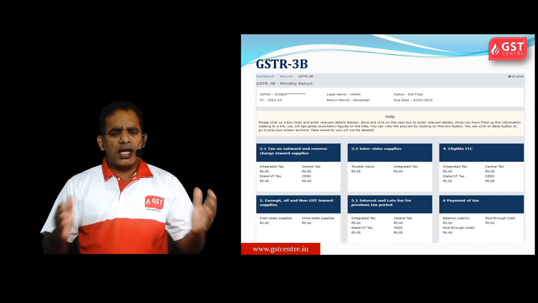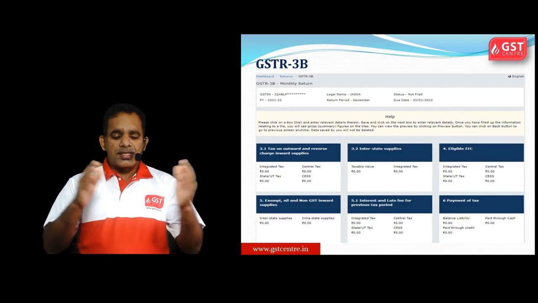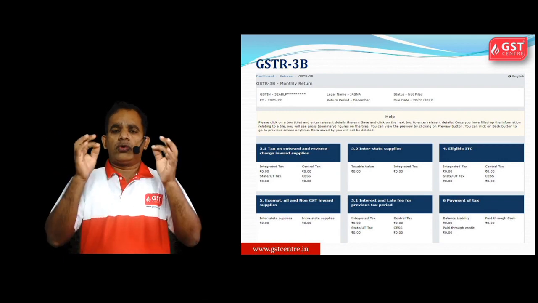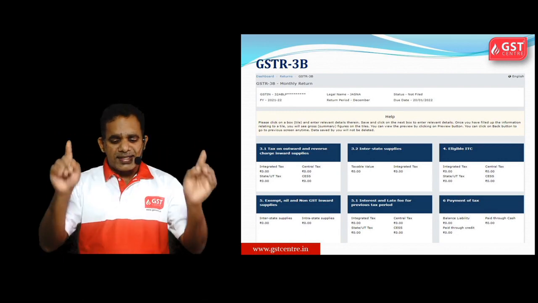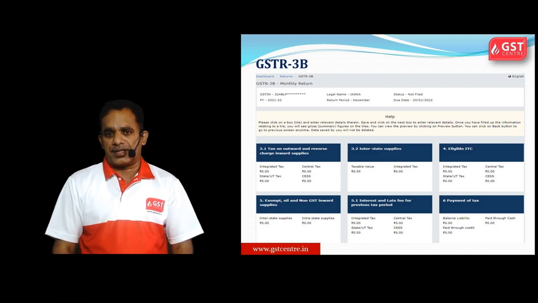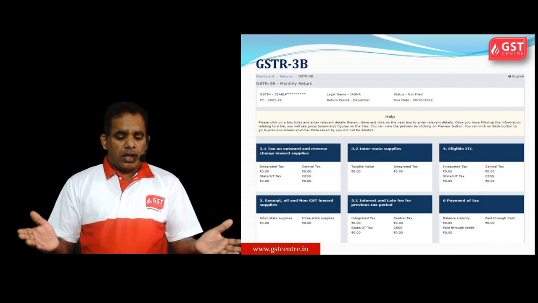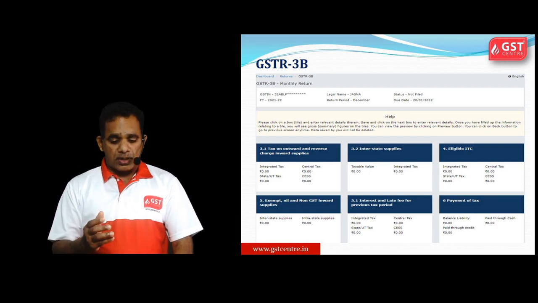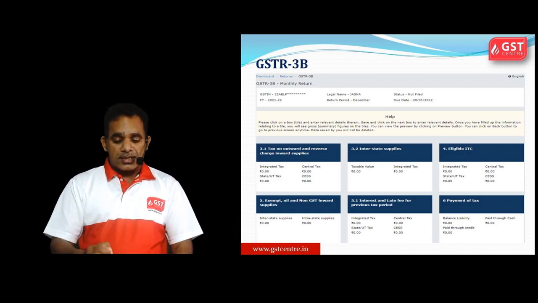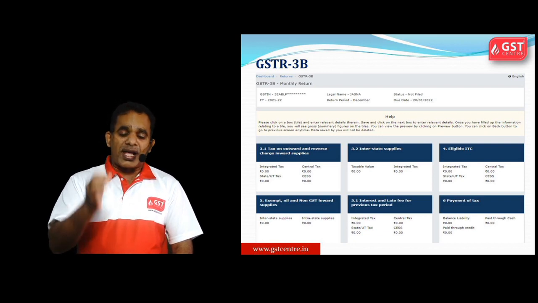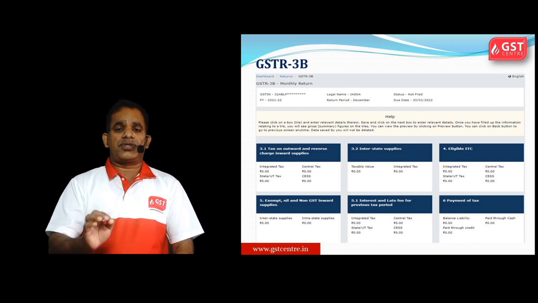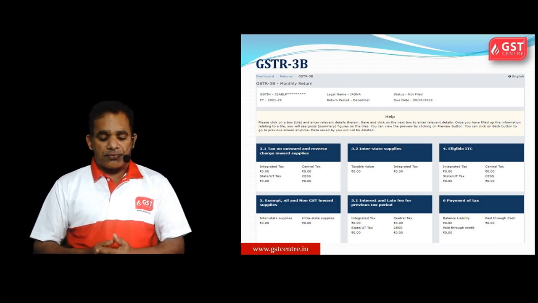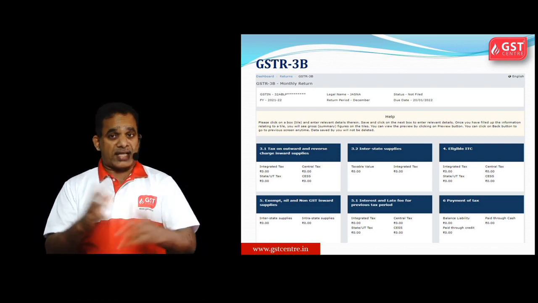Here I have given a GSTR 3B as it appears on the GST portal. Once you log into the GST portal, you can see the GSTR 3B like this. It includes 3.1 tax on outward and reverse charge inward supplies, 3.2 interstate supplies, 4 eligible ITC, 5 exempt, nil and non-GST inward supplies, then 5.1 interest and late fee for previous tax period, 6 payment of tax, etc.